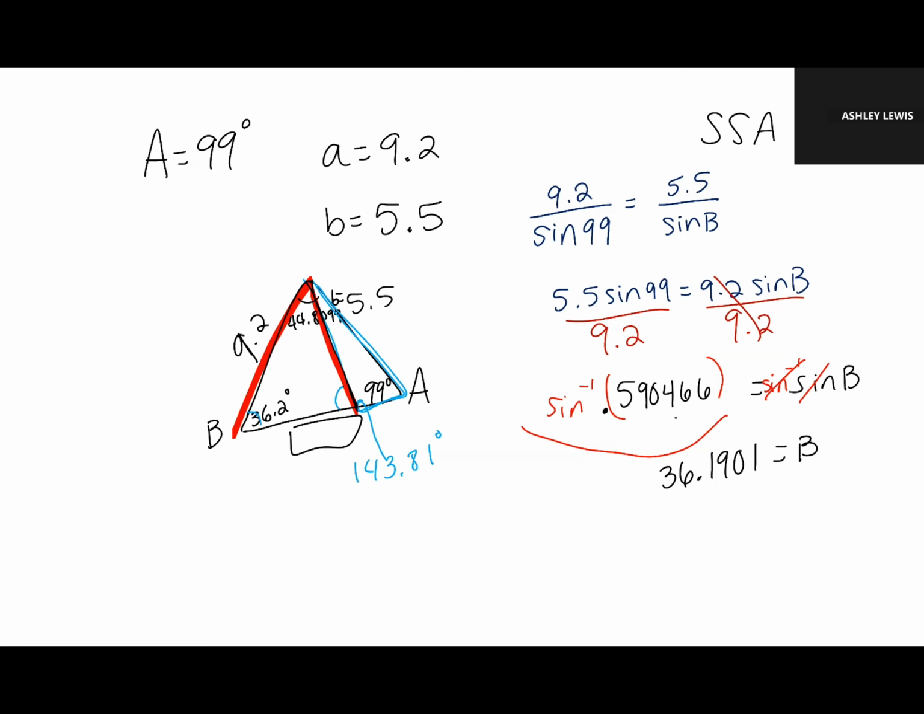Does that make sense? Okay, because look, the triangle that I drew right here in blue, this was still 99 degrees. I didn't change that. This side is still 9.2. I just rotated it. This is still 5.5. But that cannot be 143 degrees because all three angles have to add up to 180. So that means this other triangle does not exist. So you only have one possible triangle.